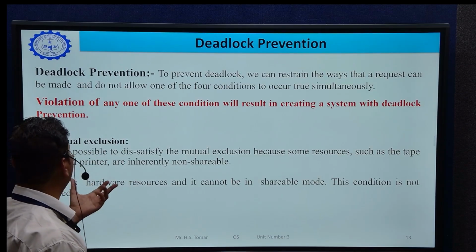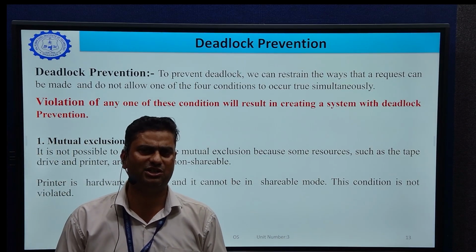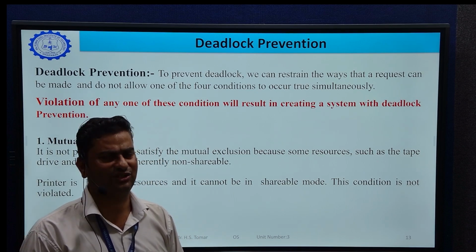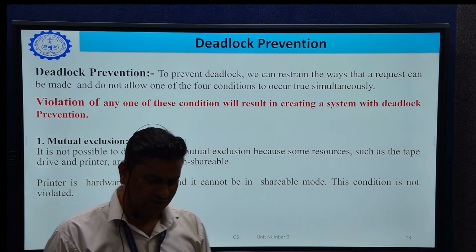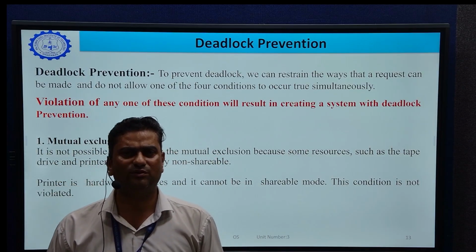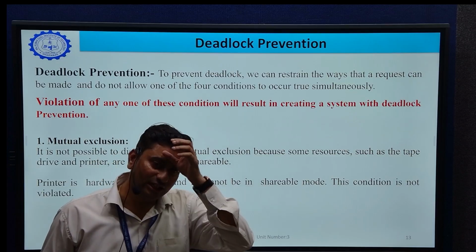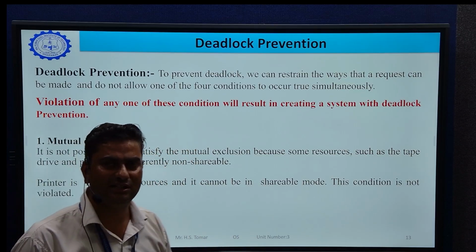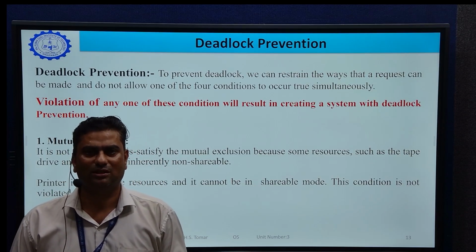There are 4 conditions. If we violate any one of these 4 conditions, then we can say there is no deadlock in the system. Mutual exclusion. What was the mutual exclusion? Mutual exclusion says that resources cannot be shared among the 2 processes, right? That was the mutual exclusion. Can we share these resources among the 2 processes? No, it is not possible.